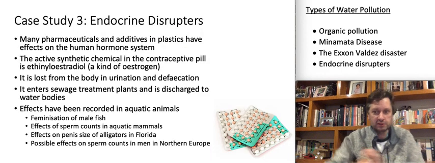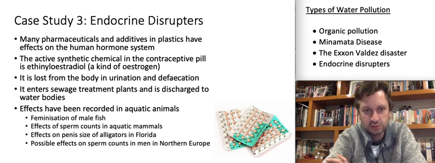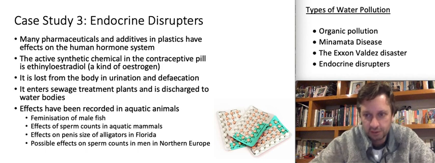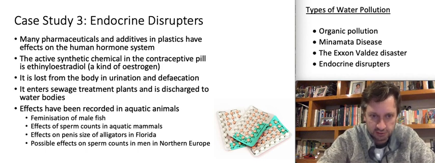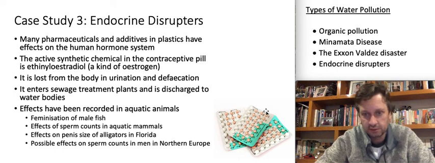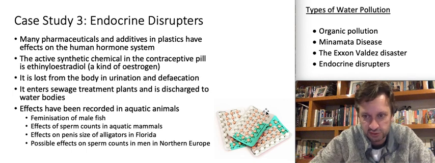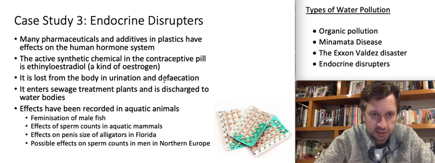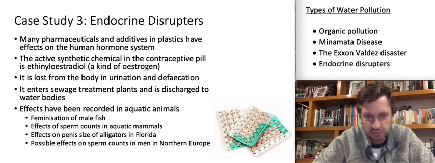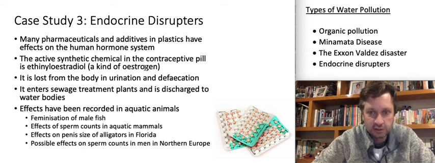Okay, and then my final case study, something that's quite close to my heart because I was a researcher and this was my PhD subject. I looked at, when I was a researcher, specifically the chemicals that come from the female contraceptive pill. Okay, so I've said here, many pharmaceuticals and other chemicals like additives to plastics have big effects on the human hormone system, but also the hormone system of animals, especially fish.